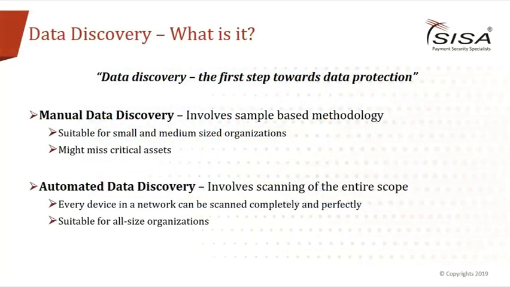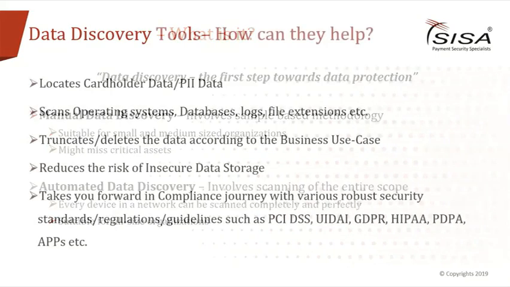So data discovery goes in two fashions, automated and manual. Manual is suitable for small and mid-sized organizations, where you might miss critical assets. Automated data discovery is where you can scan the entire network, or all the systems on a network, and get hold of what PII data is available inside those servers, systems, desktops, laptops, and so on.